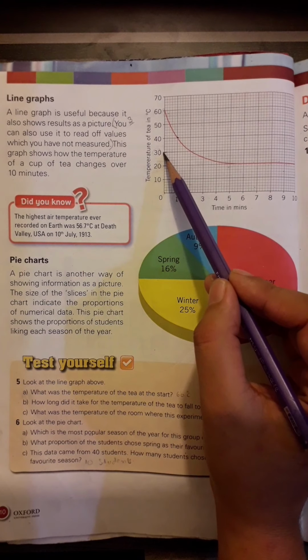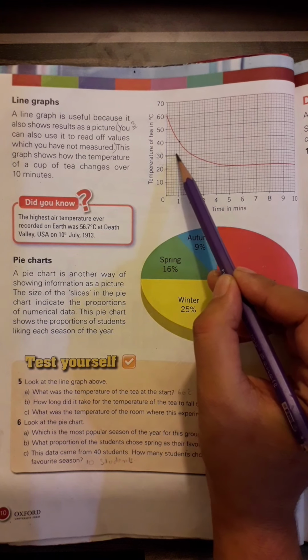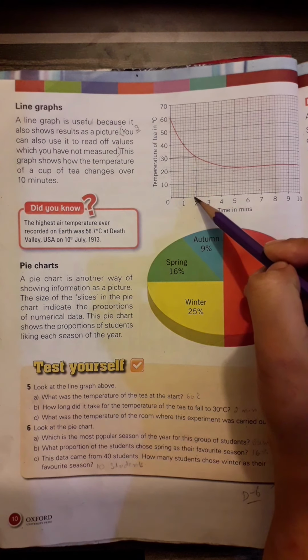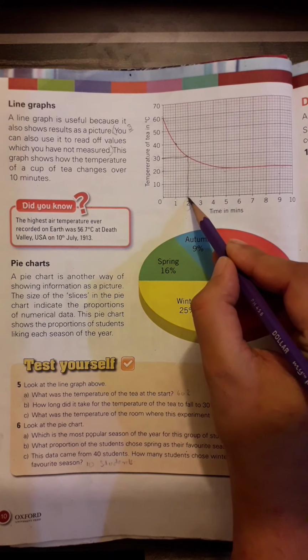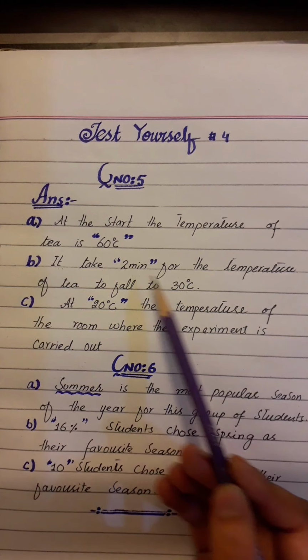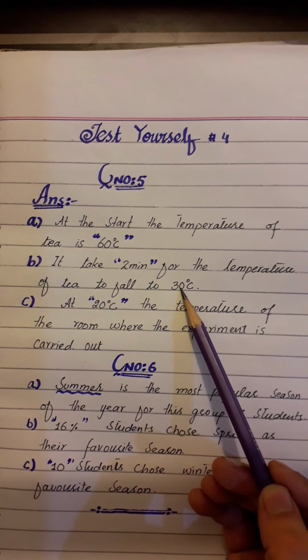You can draw a triangle on this temperature. You can take a single line and then go downward. Here the time is 2 minutes. So the answer is, it takes 2 minutes for the temperature of the tea to fall to 30 degrees Celsius.